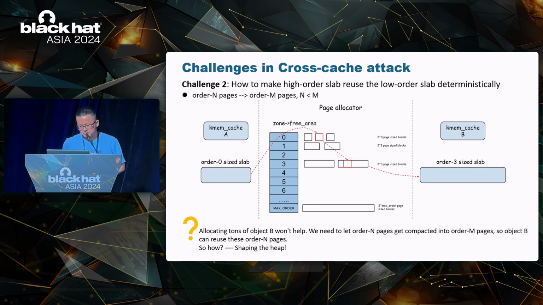what if we cross-cache from a smaller slab to a bigger one? Simply allocating a larger number of objects B doesn't work. Instead, we need to get low-order pages of smaller slabs compacted into the high-order pages of bigger slab. And this requires heap shaping.